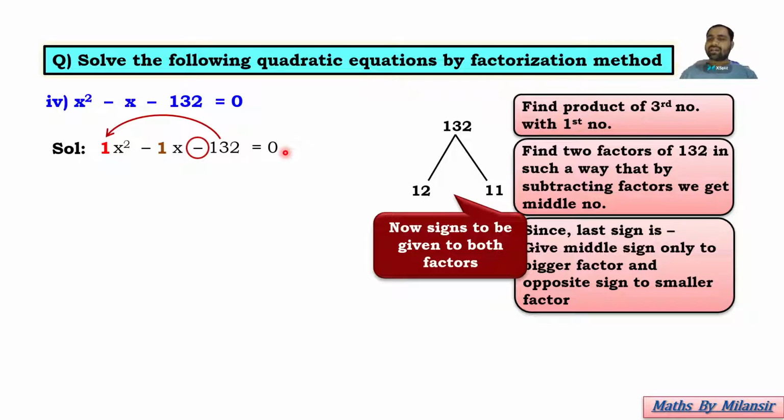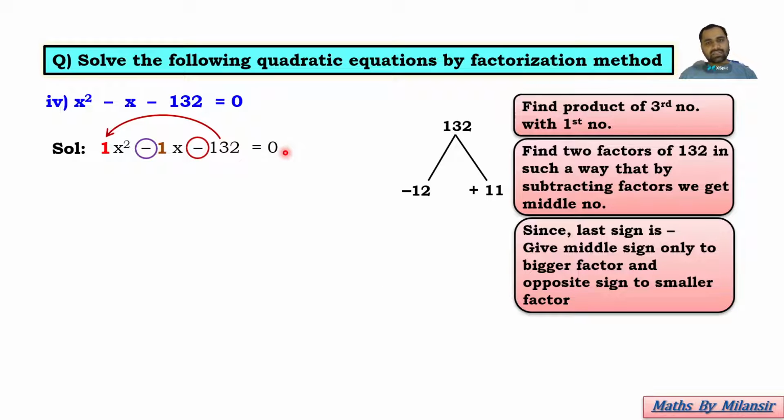So give the middle sign only to the bigger factor and the opposite sign to the smaller factor. So the bigger factor is 12, therefore minus 12, and the smaller factor is 11, therefore it is plus 11. Now let us try to split the middle term. It is minus 12x plus 11x minus 132 equal to 0.